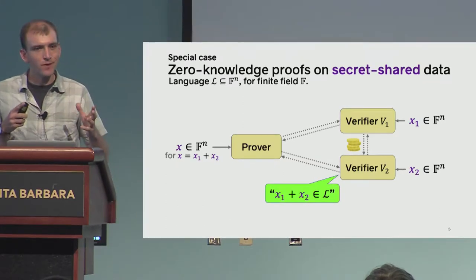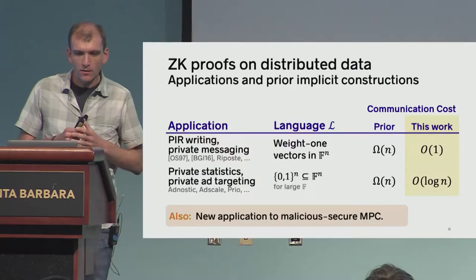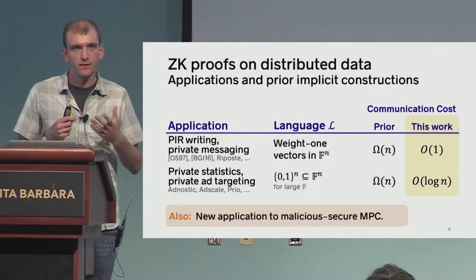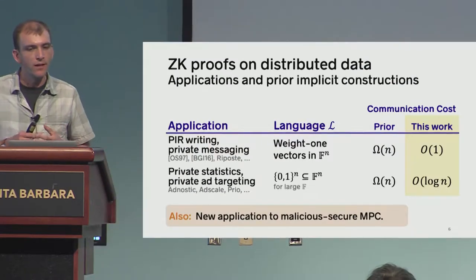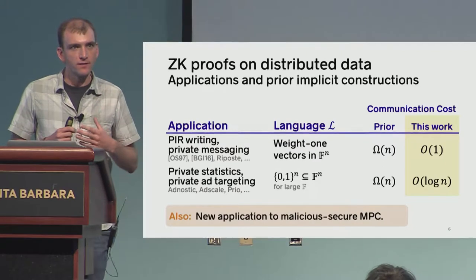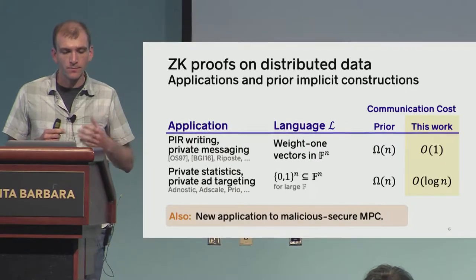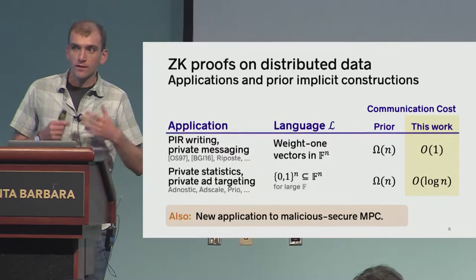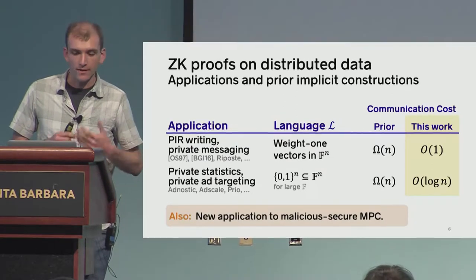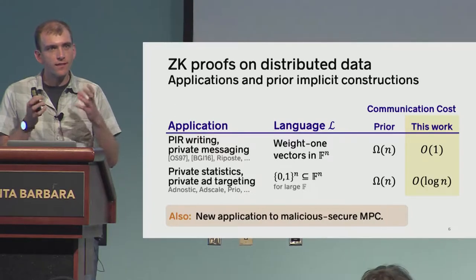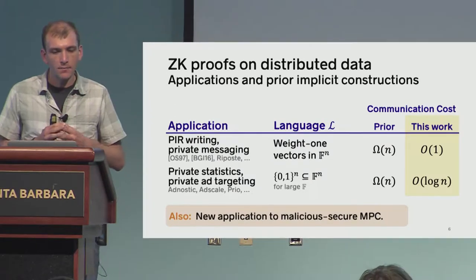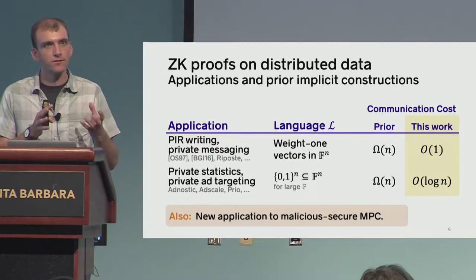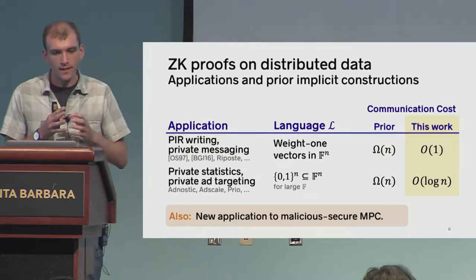So this may seem a little bit contrived or a little bit theoretical, but it turns out that these zero-knowledge proofs on distributed data actually have applications to a bunch of different privacy-preserving systems that have already been built. So systems for PIR writing and private messaging, private computation of aggregate statistics, and private ad targeting all use these ideas implicitly. And many of these systems actually implicitly construct zero-knowledge proofs on distributed data.